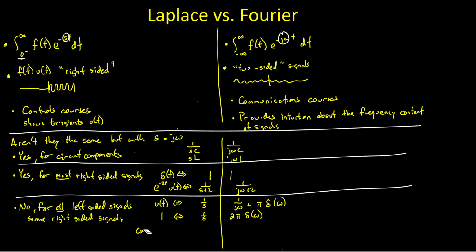And then there are some signals like cosine of 2t, which has a Laplace transform of s over s squared plus 4, but a different Fourier transform. And of course, this is the same Laplace transform as if it was cosine of 2t times u of t. In other words, the inverse transform of this is not cosine of 2t, but cosine of 2t times u of t. However, it does have a unique Fourier transform, which are two impulses in the frequency domain centered around omega equals positive 2 rads per second and negative 2 rads per second.